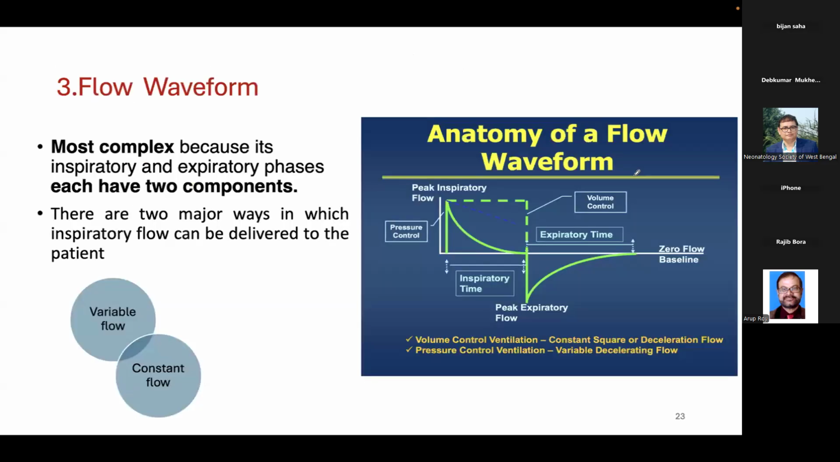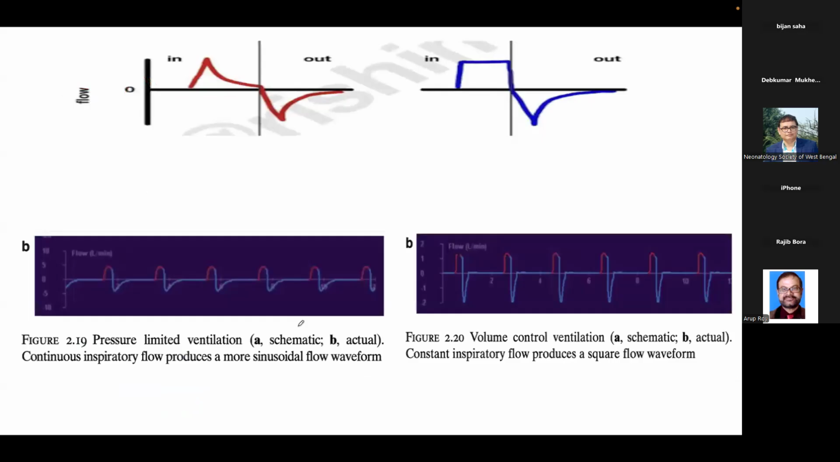Now coming to the next waveform. The next waveform is the most important and also the most complex. It is the flow waveform. As I told you, in volume control it is square shaped, but in pressure control ventilation it is not square shaped. It is called a variable decelerating flow. So this is pressure control and this is volume control. You can see this is square shaped in volume control, but not square shaped in pressure control.